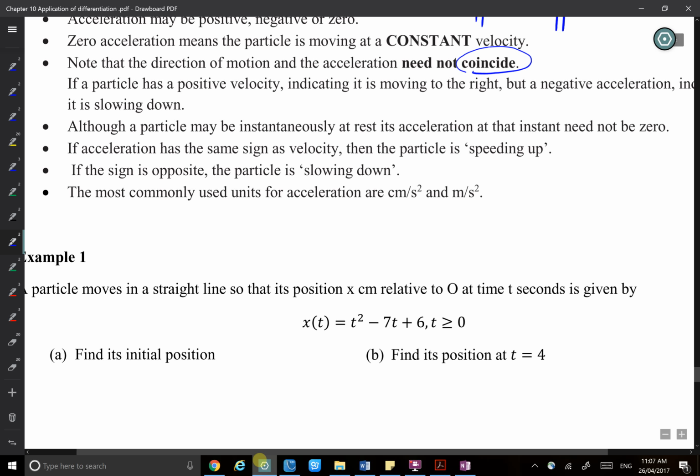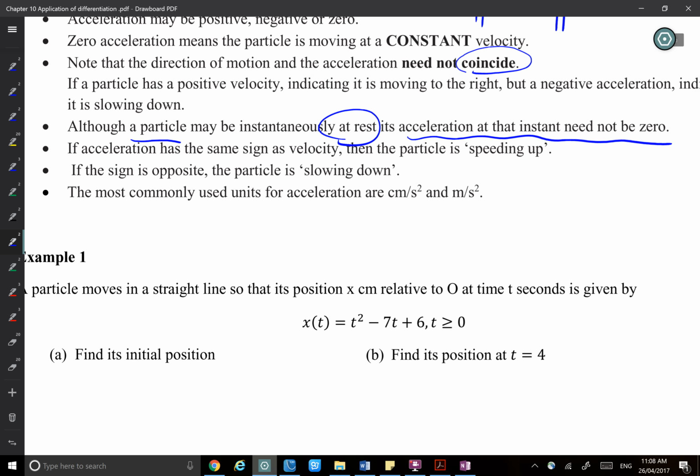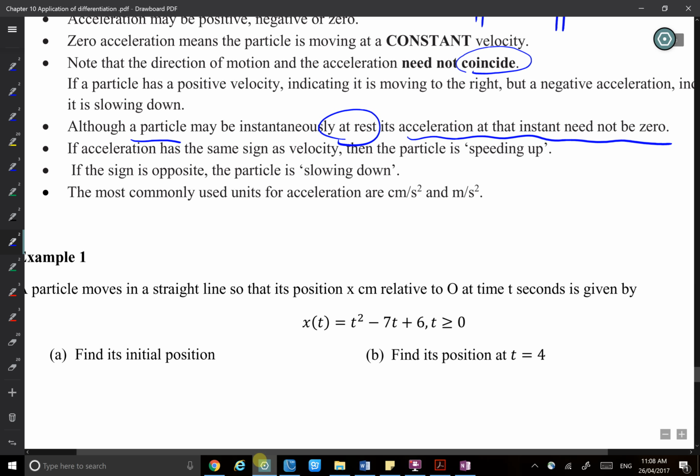Although a particle may be instantaneously at rest, its acceleration at that instant does not need to be zero. What I'm saying is, if a particle is at rest at an instant, with zero velocity at that moment, it doesn't mean your acceleration is zero. So you can have zero velocity, but you still have an acceleration at that time. If acceleration has the same sign as the velocity, then the particle is speeding up. If the sign is opposite, the particle is slowing down.